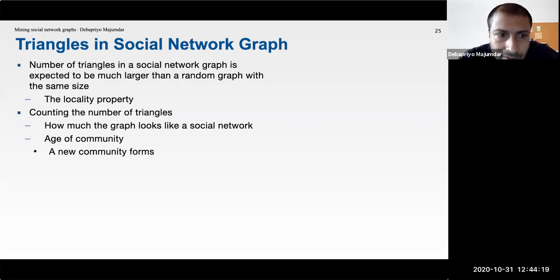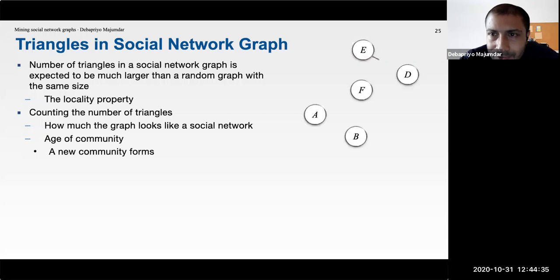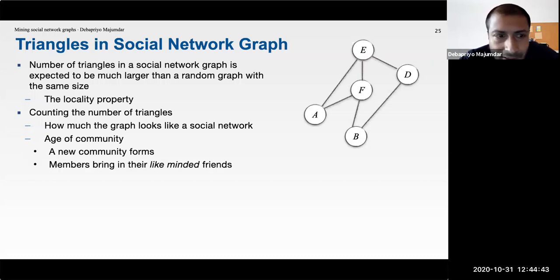So what happens is a new community is formed. Suppose you form a group in a social network. You add a few of your friends, and then other like-minded people join in. So let's say a new community is formed, and these are the existing edges, and afterwards some of these members will also bring in other like-minded friends, or people who will join in, looking at this. So suppose other members join.